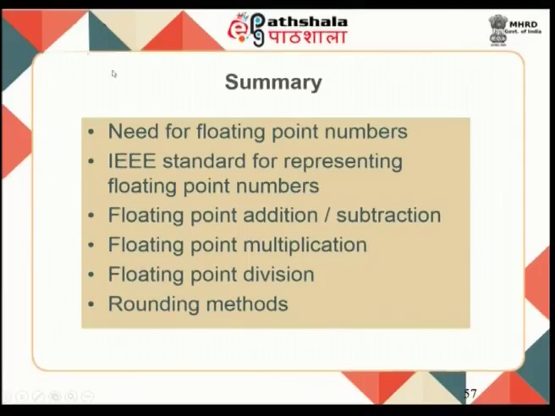So, to summarize what we have done in this module, we have looked at the need for floating point numbers. We have looked at the IEEE standard for representing floating point numbers, both single precision and double precision. Then we have looked at the standard steps and the architecture needed for implementing a floating point addition or subtraction operation, and the basic steps needed for floating point multiplication and division operations. And finally, we have looked at the different rounding methods that are used to remove the extra guard bits that are introduced in the architecture.